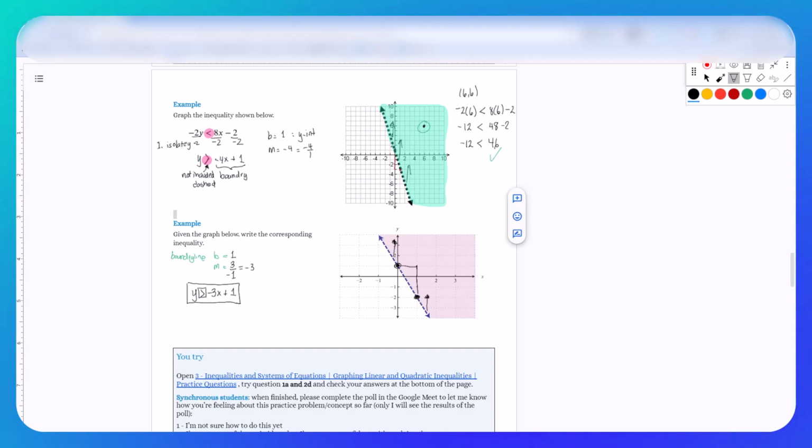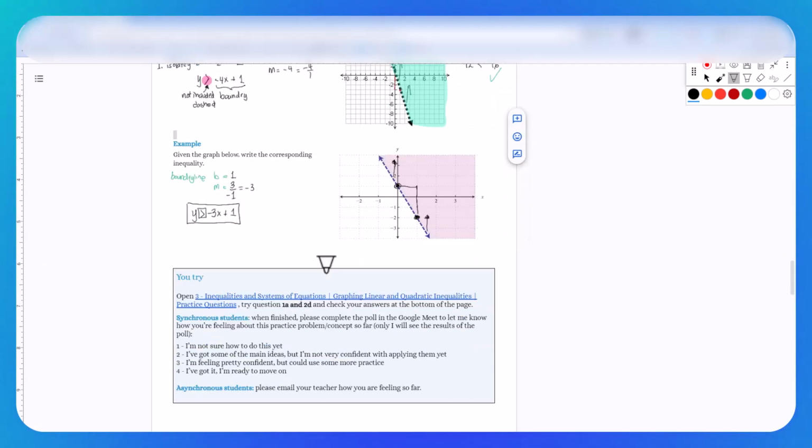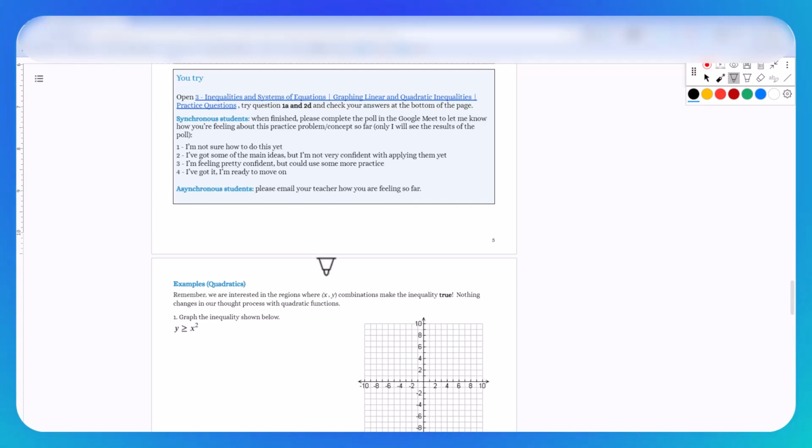So now I want you to take a turn. Go ahead over to your practice work and try questions 1A and 2D. Remember, it's always good to let your teacher know how you're doing to keep in touch. Send an email, book a meeting if you're having trouble.